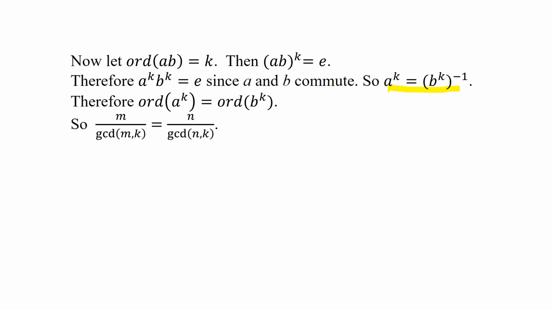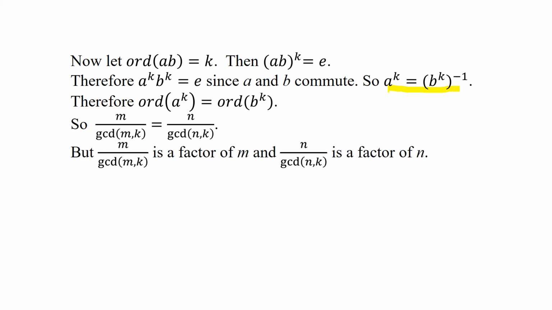I also know what their orders are. I know the order of A to the k is the order of A over the GCD of m and k. The order of B to the k is the order of B over the GCD of n and k. Well, if I think about what that means, this is an integer, and it's a factor of m. This is an integer. It's a factor of n. And these two integers are equal to each other. That's what we saw here.